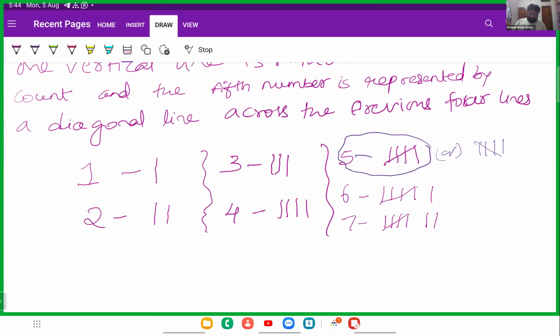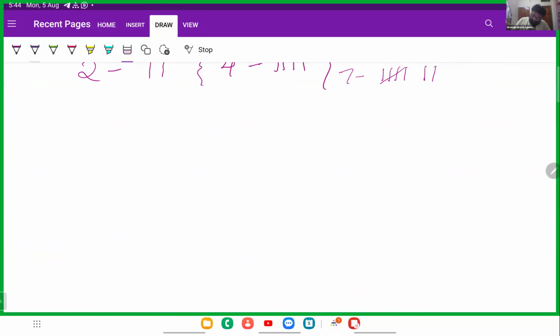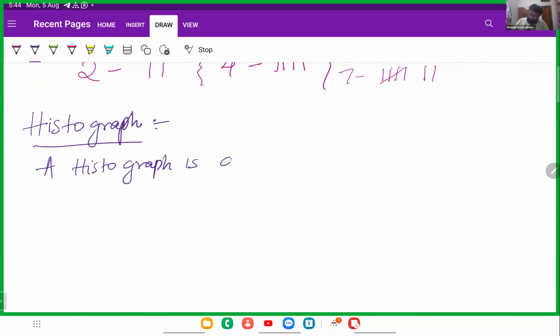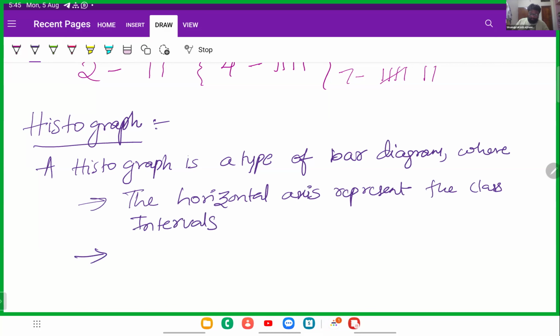Next, histograph. A histograph is a type of bar graph or bar diagram where the horizontal axis represents the class intervals. I will teach you what class intervals are once we discuss the problem. Through a problem you can easily understand this.